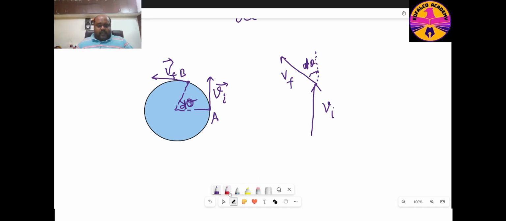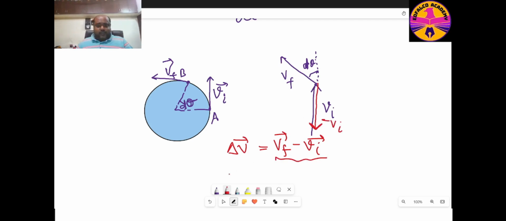right? If you draw it. And if you want to find out delta v vector, which means the change in the velocity vector, it is nothing but final velocity vector minus initial velocity vector, right? So change is nothing but final minus initial. So in this case, this is my Vf, Vi. I just want to draw Vf minus Vi, right? So the minus of Vi will be something like this. It will start pointing in this direction. This will be minus Vi. Now I simply need to add Vf and minus Vi to get Vf minus Vi, right?